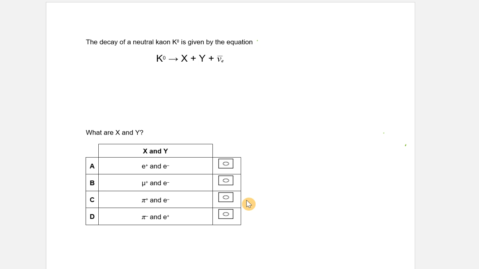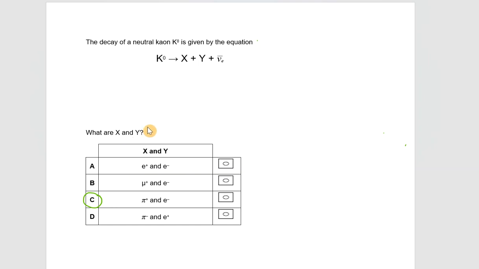Hello, here's another AQA A-Level Physics multi-choice question from the particles topic. If you want to try this question yourself, pause the video now. If you got the answer C, well done.